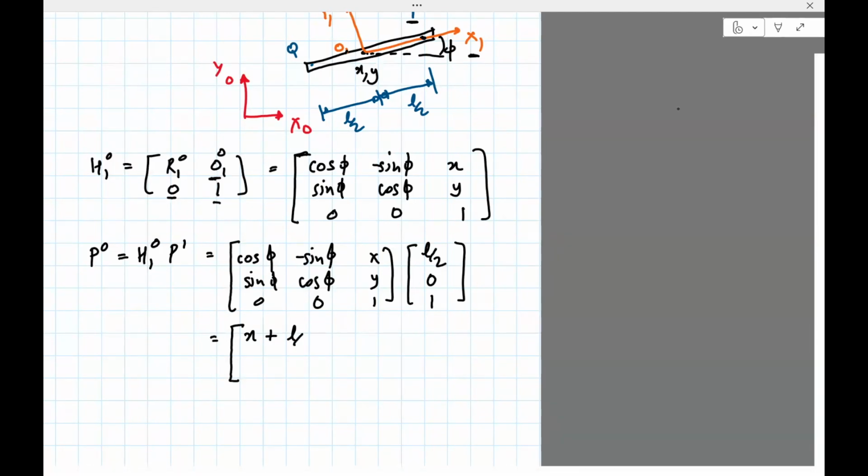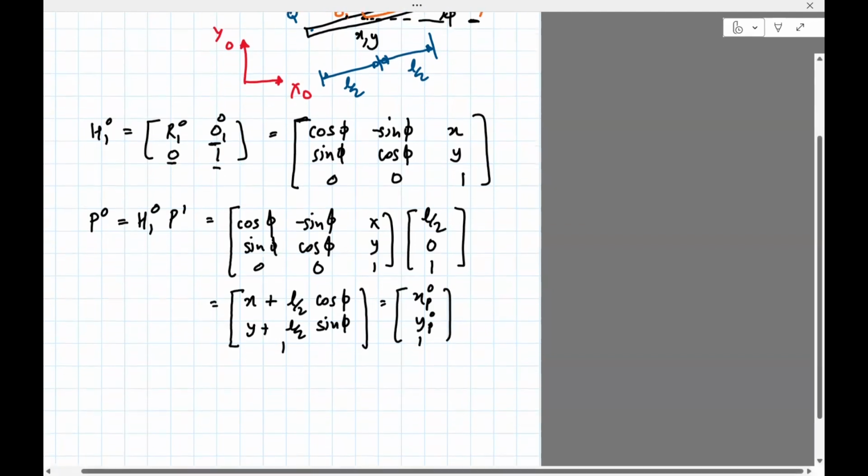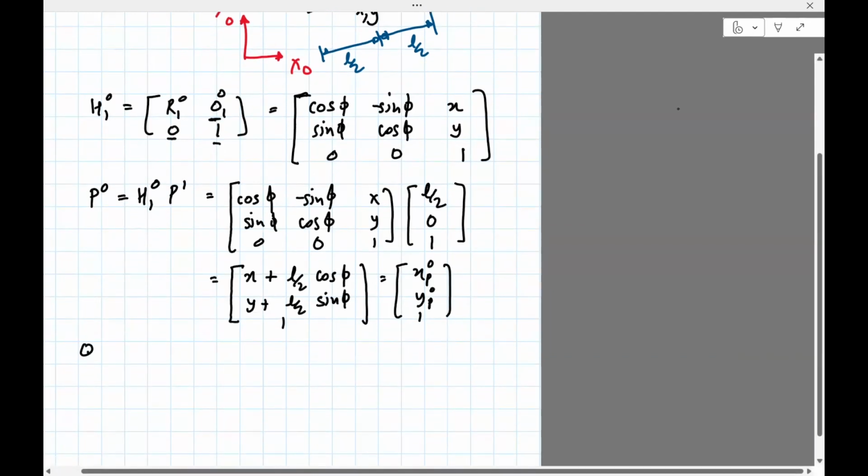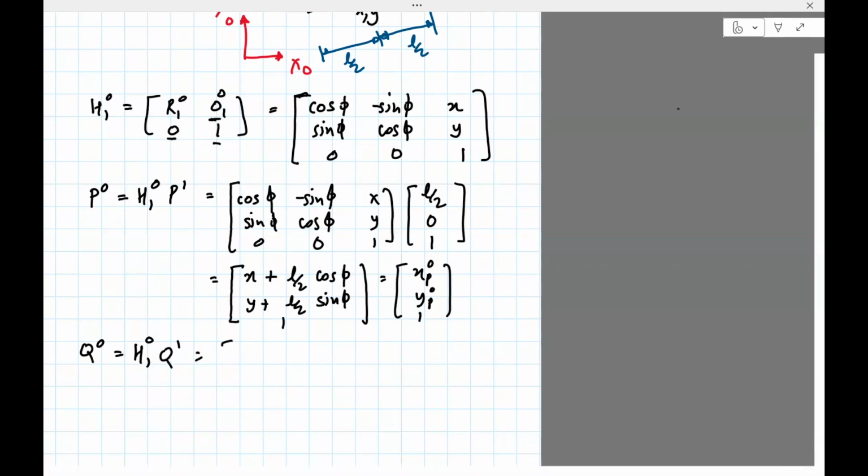x plus L divided by 2 cosine phi, y plus L divided by 2 sine phi, and then 1. And note that this is xp in the frame 0, yp in the frame 0, and 1. Right? We were after xp and yp, so we've got that. Similarly, q0 is h10 q1, which would be cosine phi, minus sine phi, sine phi, cosine phi, 0, 0, x, y, 1. Nothing changes there.